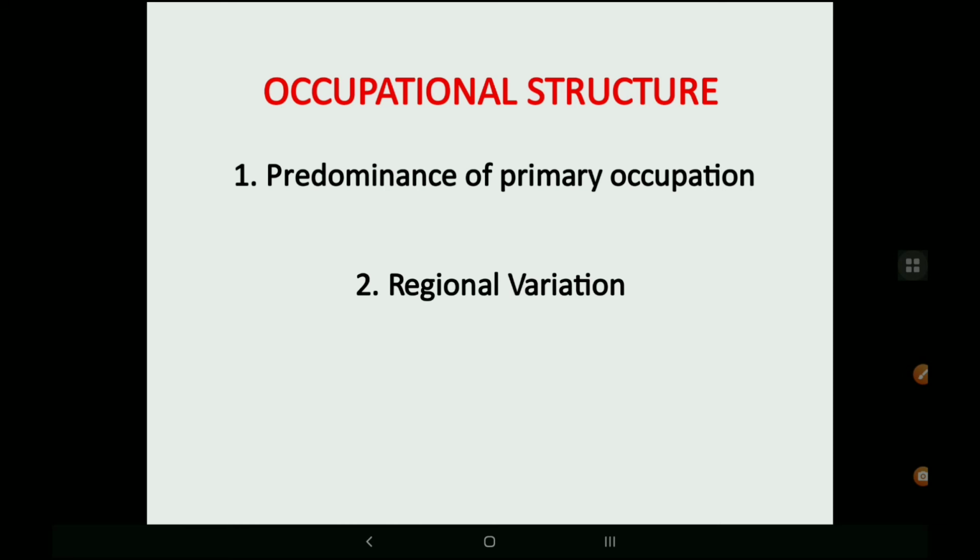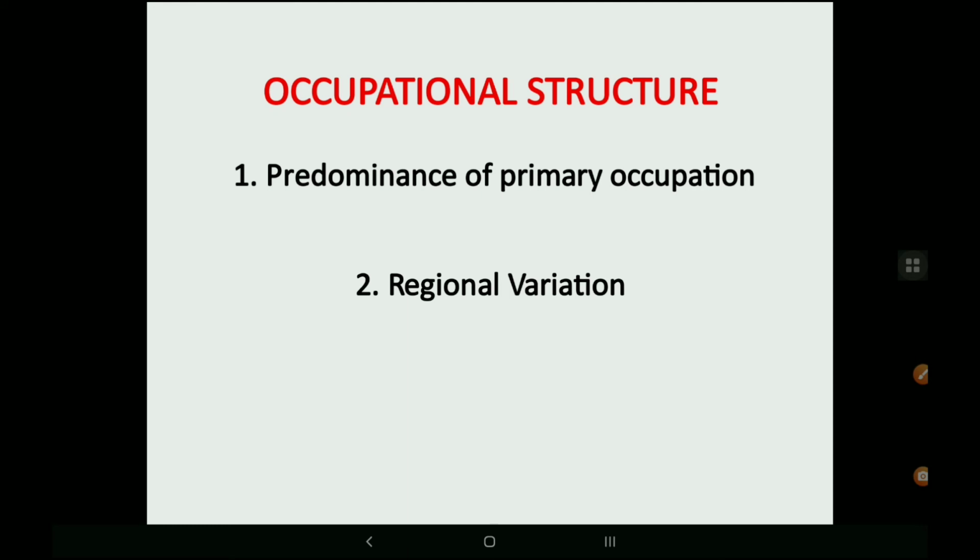The two points are predominance of primary occupation and second is regional variation. What is predominance? It means importance. So the agricultural sector accounted for the largest share of the workforce, approximately 75%. The manufacturing and service sectors accounted for the remaining 25%.